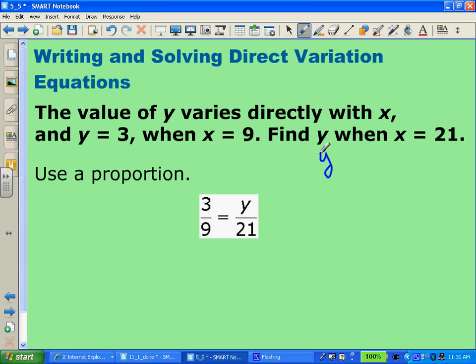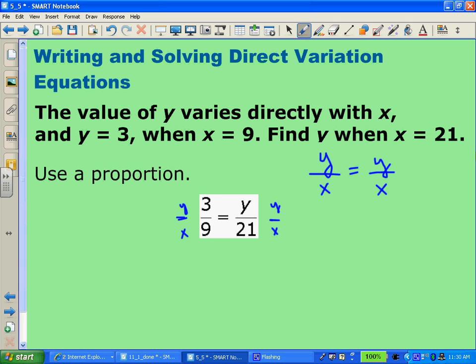We know that if this is direct variation, as they tell us it is, then our y to x ratios will always be the same. So I'm going to create a y to x ratio over here, which, 3 and 9, tells me that y is 3 when x is 9, and a y to x ratio over here, except on the right side I don't know what y is. I just know that x is 21.